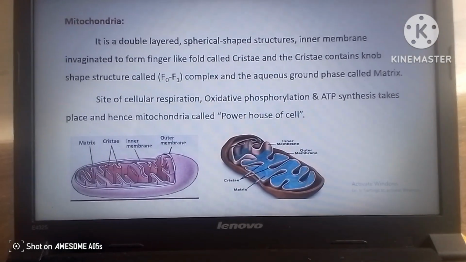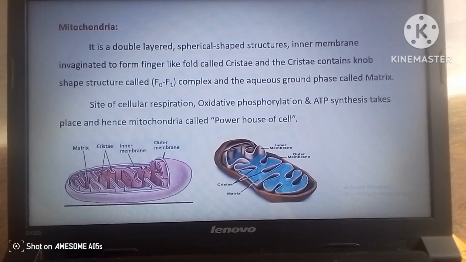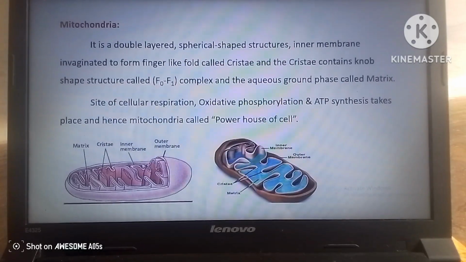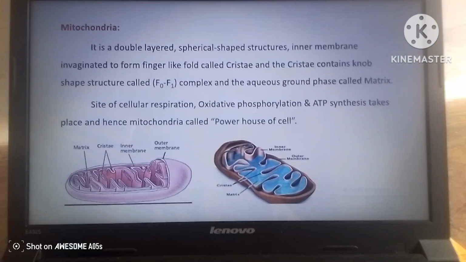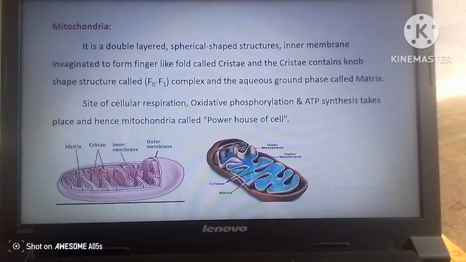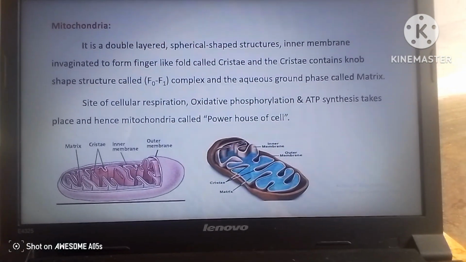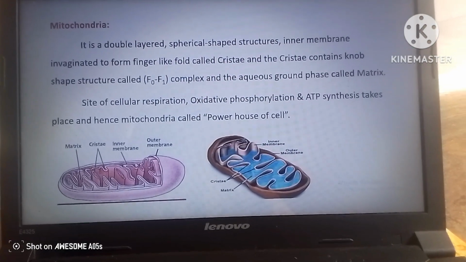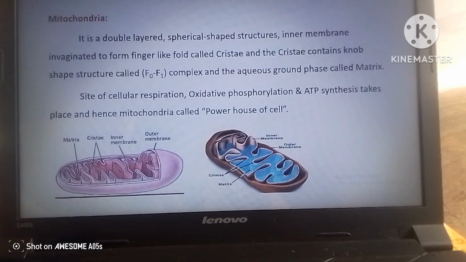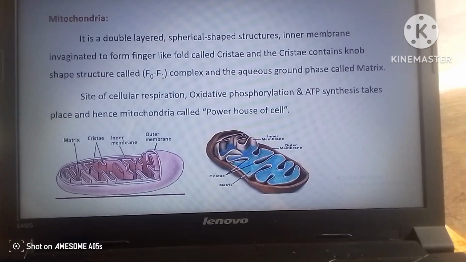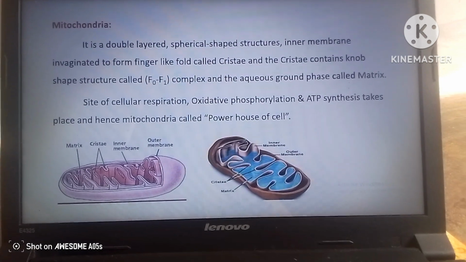Mitochondria. It is a double-layered, spherical-shaped structure. It has two membranes, the inner membrane and the outer membrane. The inner membrane invaginates to form finger-like folds called cristae, and the cristae contain knob-like structures called F0, F1 complex. The aqueous part found in the mitochondria is called matrix. Cellular respiration takes place in the mitochondria, and oxidative phosphorylation, ATP synthesis takes place and gives energy. So mitochondria is called the powerhouse of the cell.